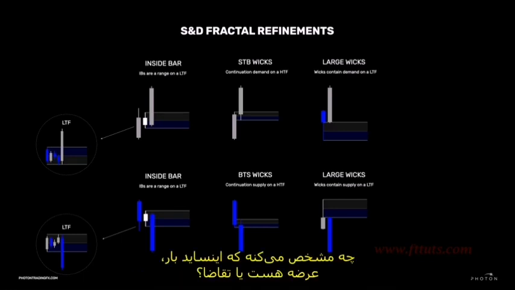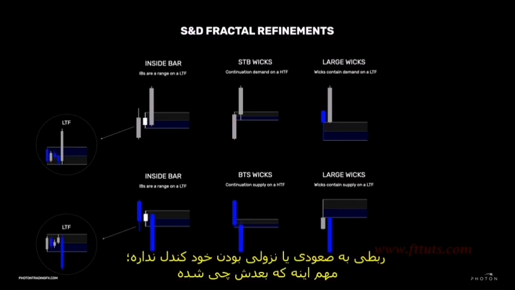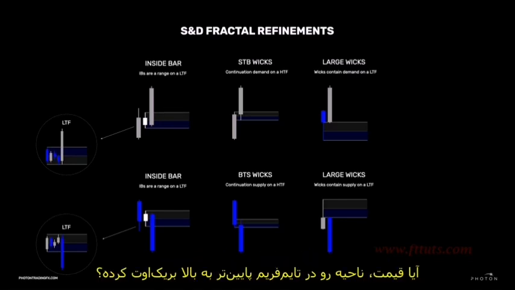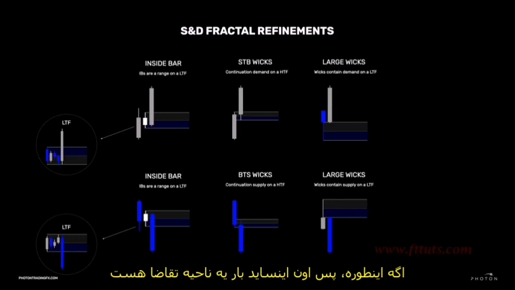So what then determines whether that inside bar is supply or demand? It isn't whether it's a bullish or bearish candle itself, but actually what happens next. Does price break out of that lower time frame range to the upside? If so, then that inside bar is a demand zone. Or if that lower time frame range breaks out to the downside, then that inside bar is a supply zone.